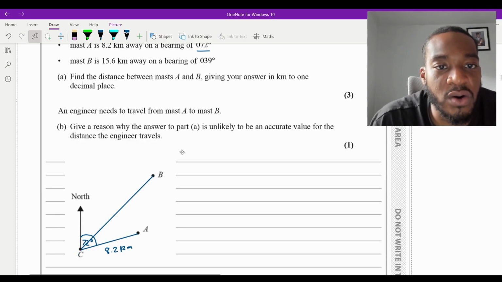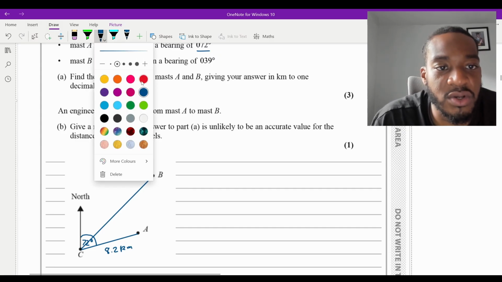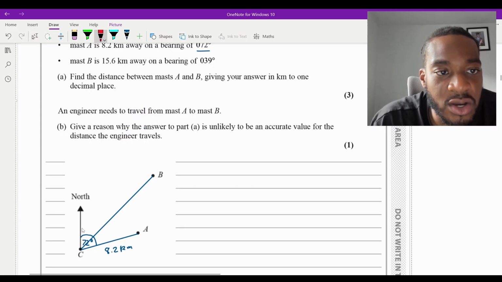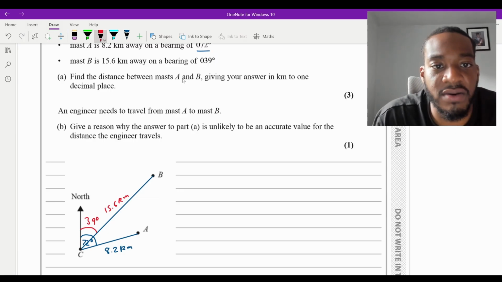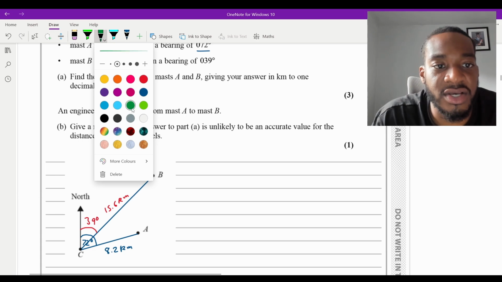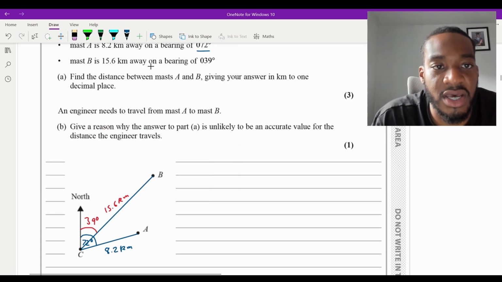Okay. And then now, what else do I know about this? So I'm doing a different color. The bearing is 39 degrees. So that's going to be a 39-degree angle here, isn't it? And what I also know is that distance here is 15.6 kilometers. So I'm going to put this here. And what are they asking us to find? Asking us to find the distance between A and B essentially, right? So I'm going to draw another line like this here. Okay, so we're trying to find that distance here.